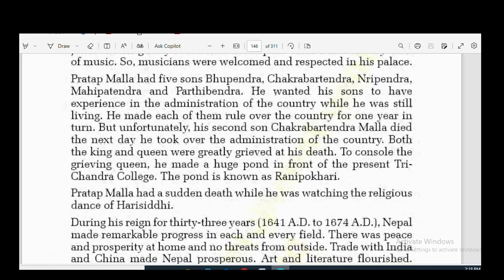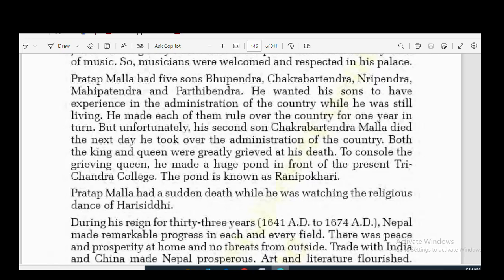But unfortunately, his second son, Chakravartendra Malla, died the next day after he took over the administration of the country. So today he became the king or administrator of a particular state, and the next day he died. That was so unfortunate for him, so bad during his lifetime. Both the king and queen were greatly grieved. They were very sad at the death of Chakravartendra.